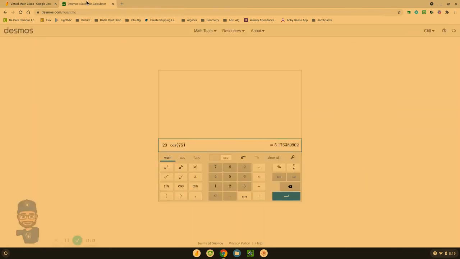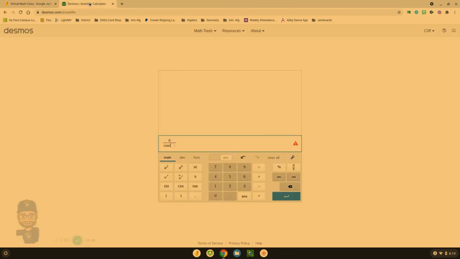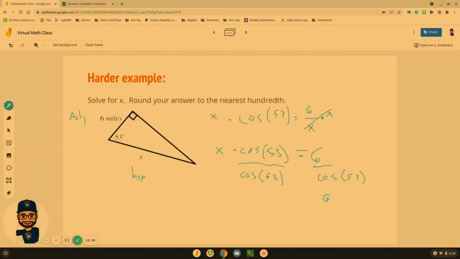6 divided by the cosine of, now I forgot the degree measure, 53. So I'm going to go back over here, make sure that I'm in the right spot, 53, and we get 9.97. 9.97 for that hypotenuse.